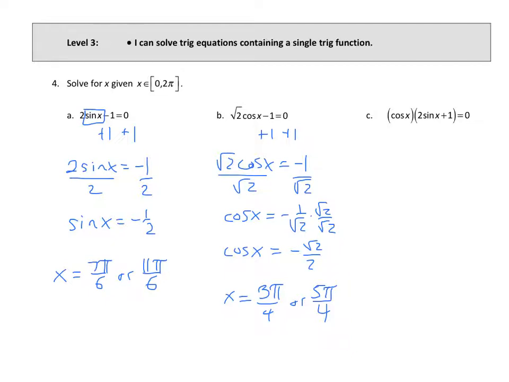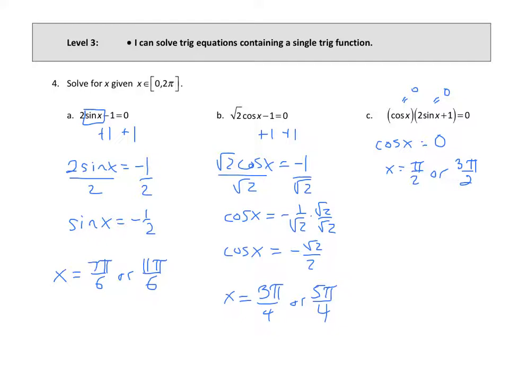In this next example, we can use the zero product property. If we have two factors and the equation is set equal to 0, we can figure out what makes each part 0, and that will give us our solutions. So first I'm going to see which values of x make cosine of x equal to 0. Cosine of x equals 0 at pi over 2 and at 3 pi over 2.